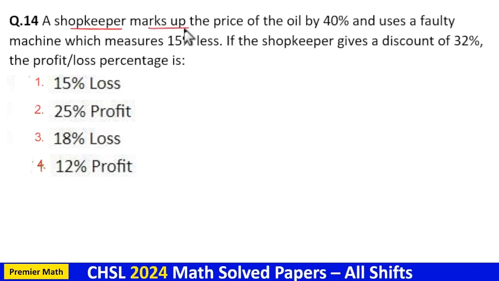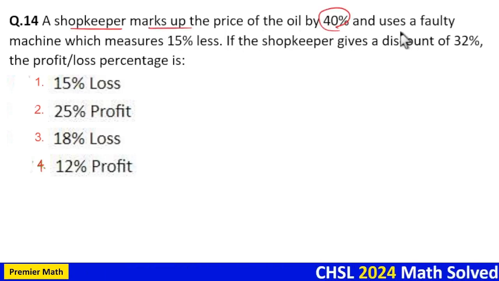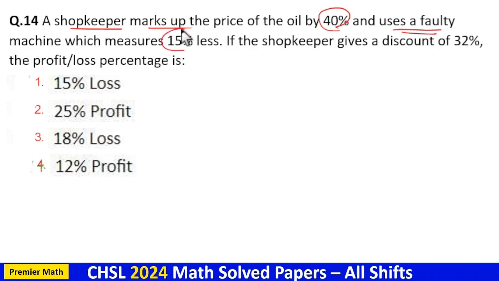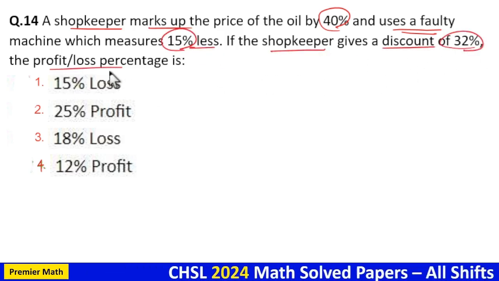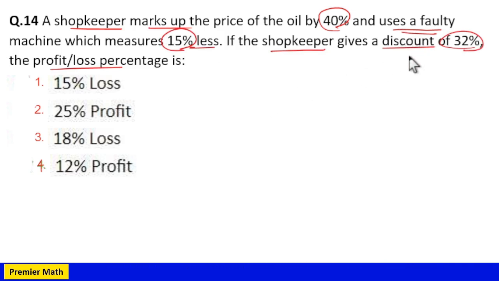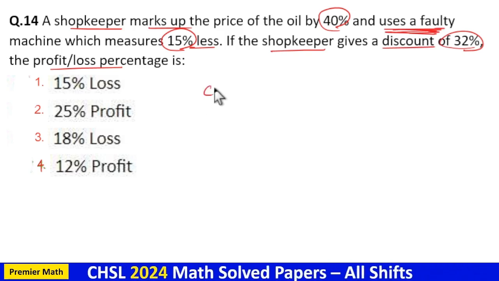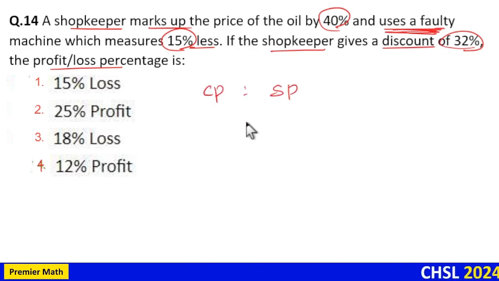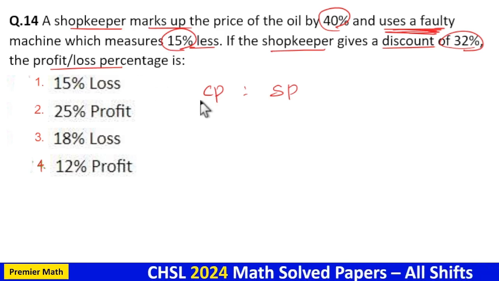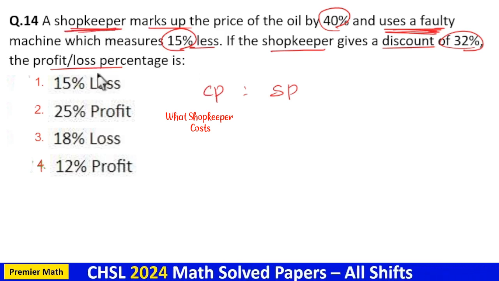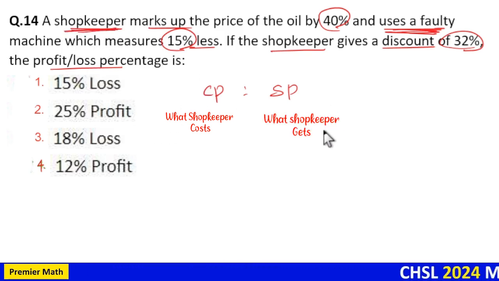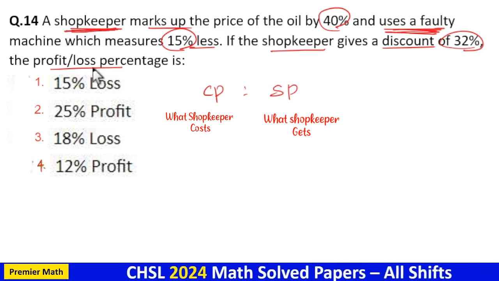A shopkeeper marks up the price of the oil by 40% and uses a faulty machine which measures 15% less. If the shopkeeper gives a discount of 32%, what is the profit or loss percentage? Whenever you have a faulty machine concept, always use the ratio method, that is cost price and sell price ratio, because it is the easiest method. Cost price to sell price means on the left side, under the cost price, always use what the shopkeeper costs, and on the right side always use what the shopkeeper gets.